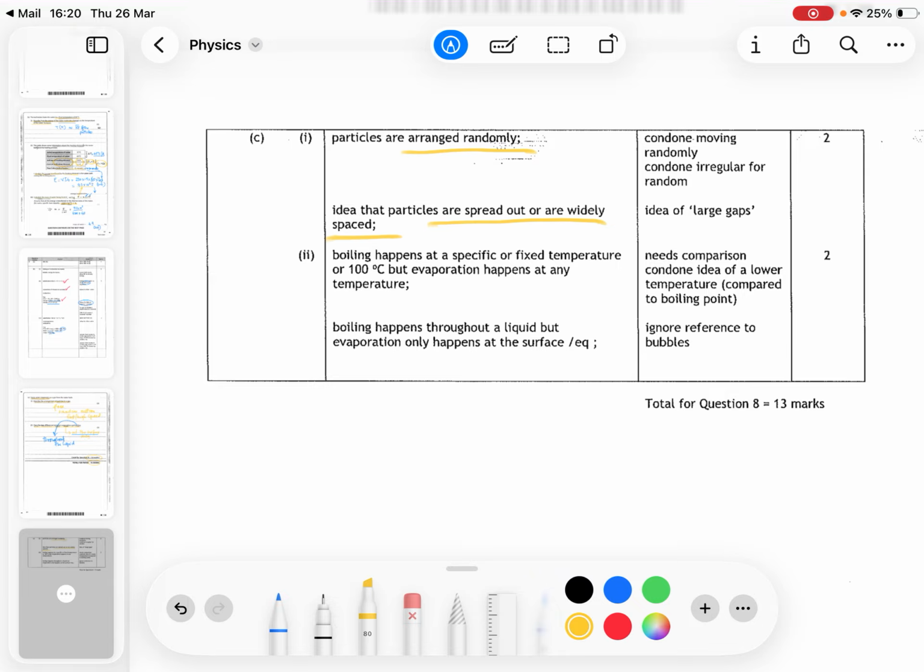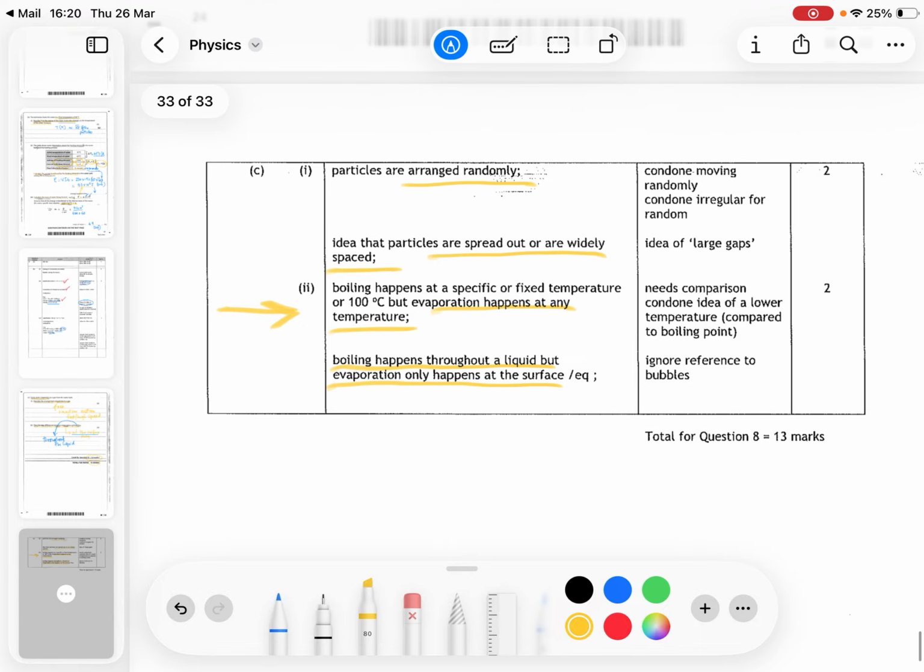Boiling happens at a specific or fixed temperature, but evaporation happens at any temperature. Yeah, I didn't get that. Boiling happens throughout a liquid. Evaporation happens only at the surface. You're right, boiling only happens at 100 degrees centigrade. So I'm losing marks. So, see, it's easy to lose marks when you are going through an exam under time pressure.